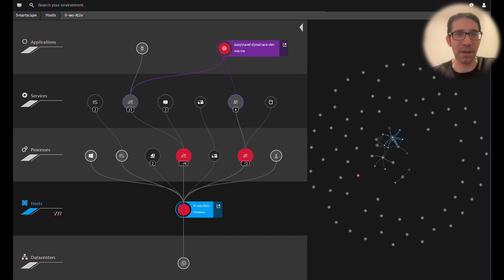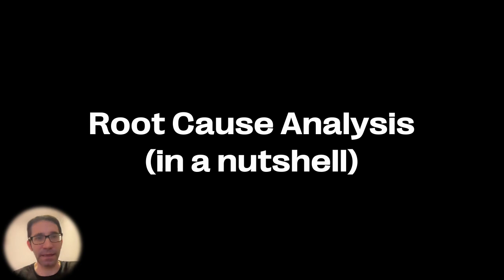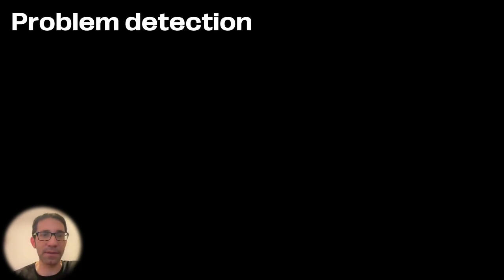We can see 2 of the processes also shown in red, so there's a problem. Both of them run on the same host, which also has a problem. So very likely this host in this case is the root cause that is causing the problem. So in practice, or again slightly simplified, what are the steps of such a root cause analysis?